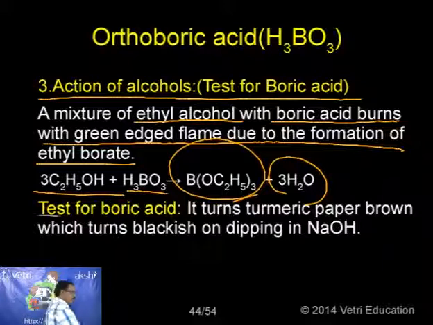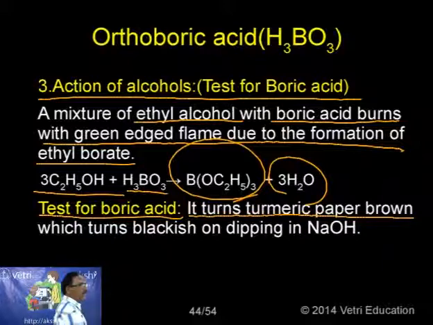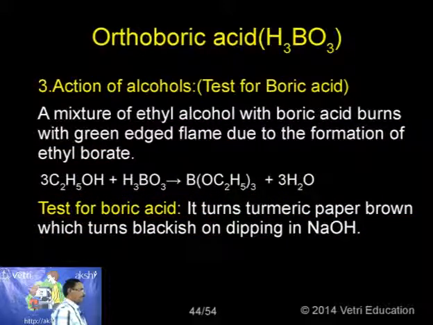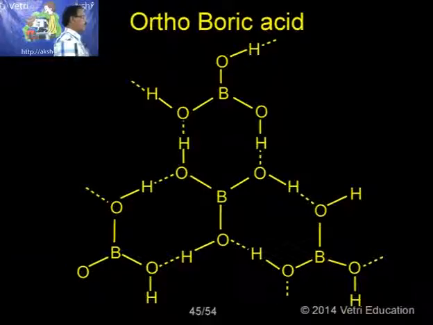How to test for boric acid again? It turns turmeric paper brown, which turns blackish on dipping in sodium hydroxide. So turmeric paper turning brown, and further, if you dip it in sodium hydroxide, becoming black. This is the test for boric acid. I hope this will be enough for boric acid.